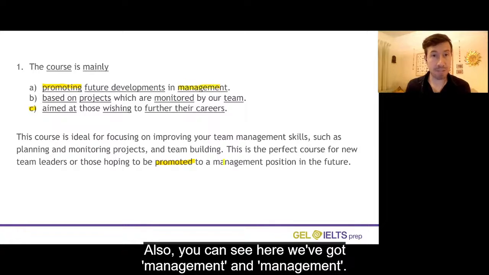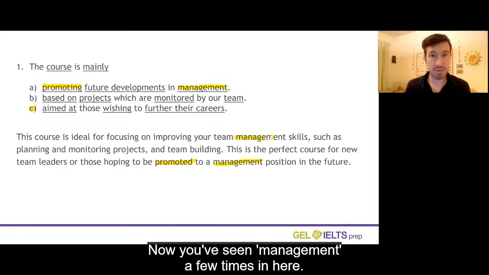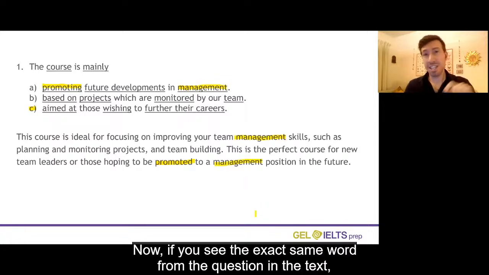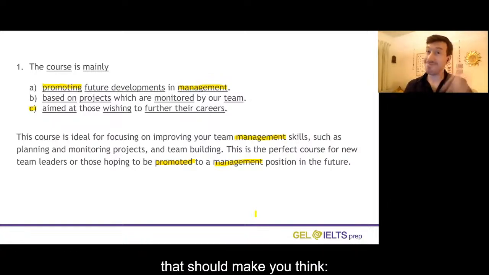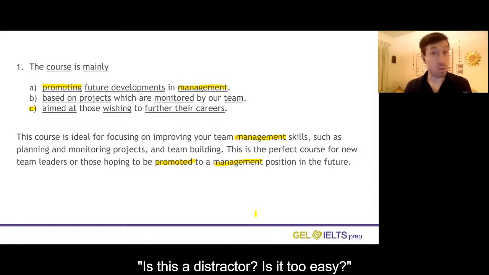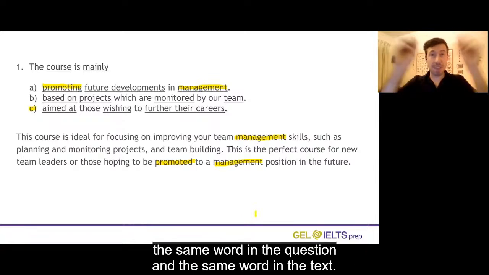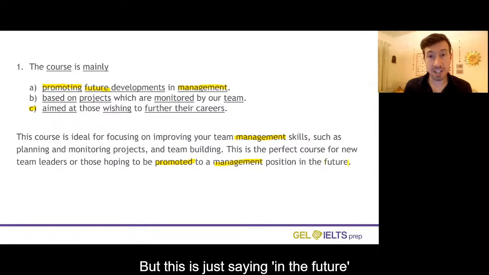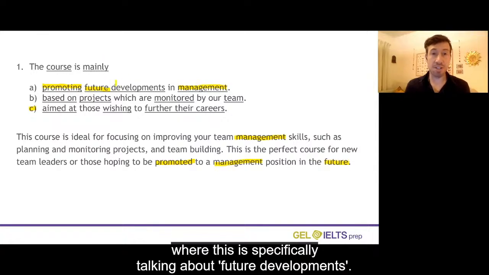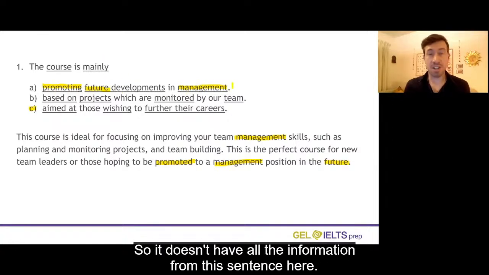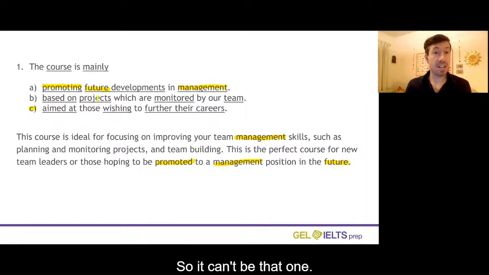Also, you can see here we've got management and management. You can see management a few times in here. Now, if you see the exact same word from the question in the text, that should make you think, is this a distractor? Is it too easy? Because that would probably be too easy if it's got the same word in the question and the same word in the text. And then it does have the word future, but this is just saying in the future, whereas this is specifically talking about future developments. So it doesn't have all the information from this sentence here. So it can't be that one.